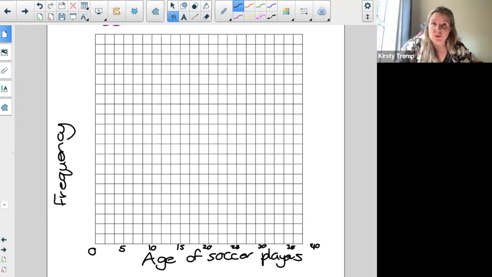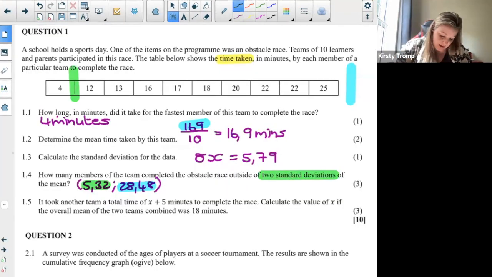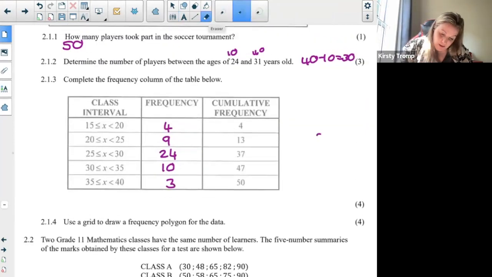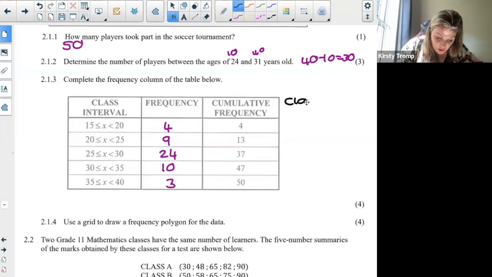All right, so in order to do this polygon, I need to have those midpoints. I'm going to look at this table that they gave me, and I'm going to use this table from here. On this table, I'm going to add a column that says midpoint. I'm going to call it class midpoint because we had a class interval. This is going to be my class midpoint.